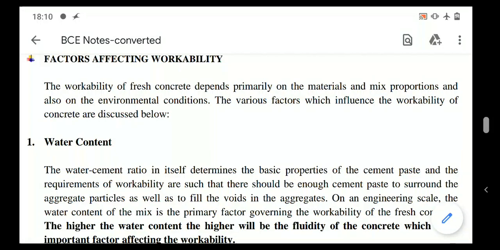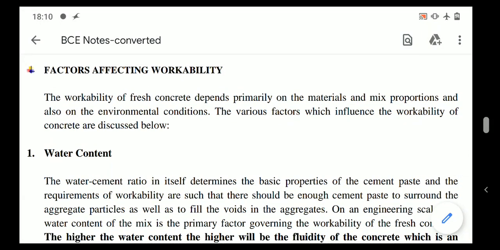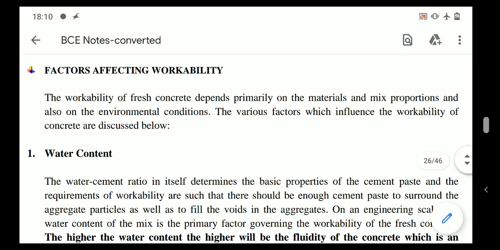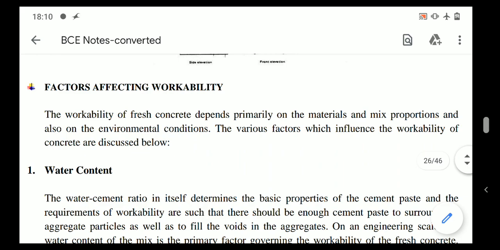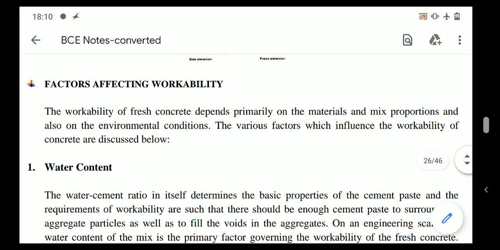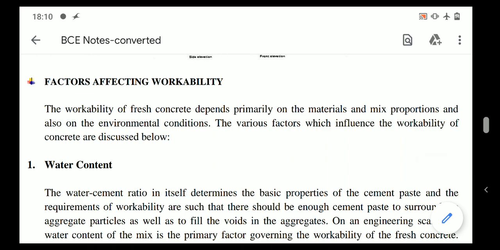So today we will start what are the factors affecting workability. Before that, I want to continue what are the previous topics we have studied regarding workability. We have studied concrete, the factors affecting concrete, ingredients of concrete, segregation, bleeding, grades of concrete, workability, and the tests that are used to find out workability. Then we come to our topic: the factors that affect workability.